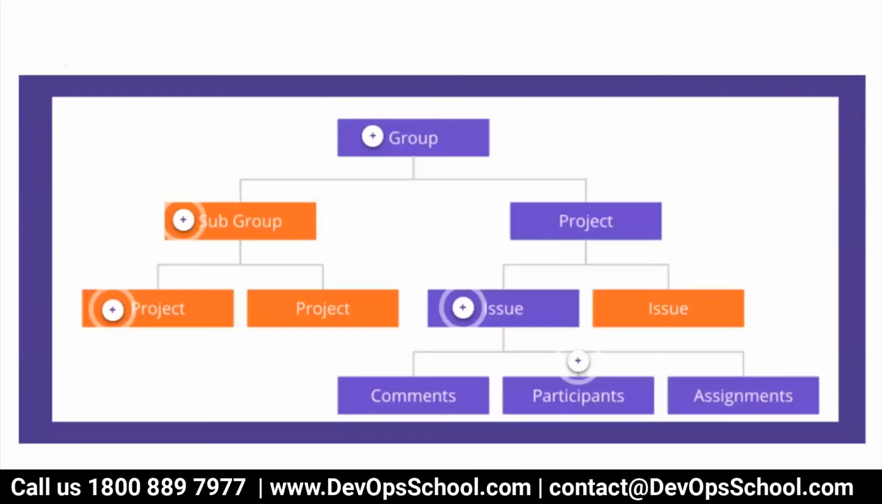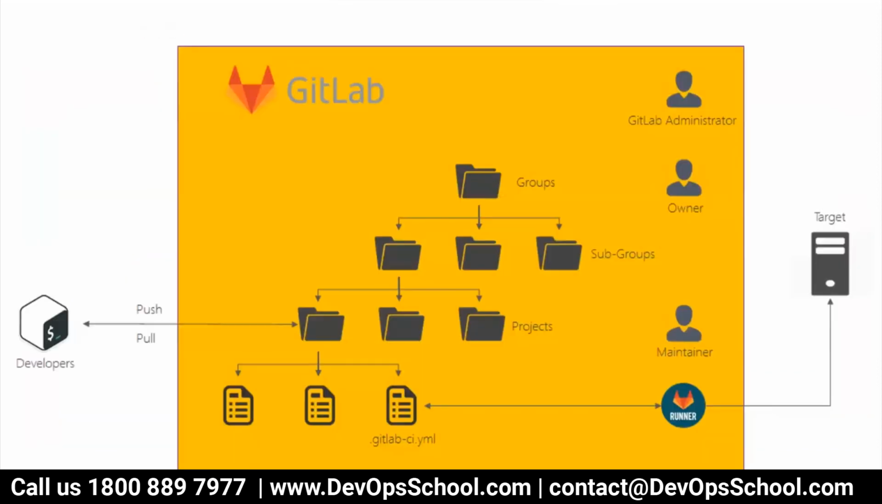So yeah, understand this way. We have a group. Then inside a group, you may have a subgroup or project. Inside a subgroup, you have a project. And inside a project, you have issues. And in each issue, you can have a comment, participant, and assignment, and so on. So this is the high level structure. This is also the same, repeating.